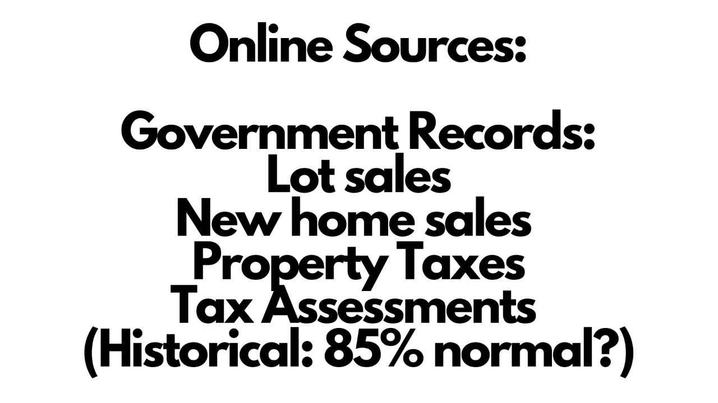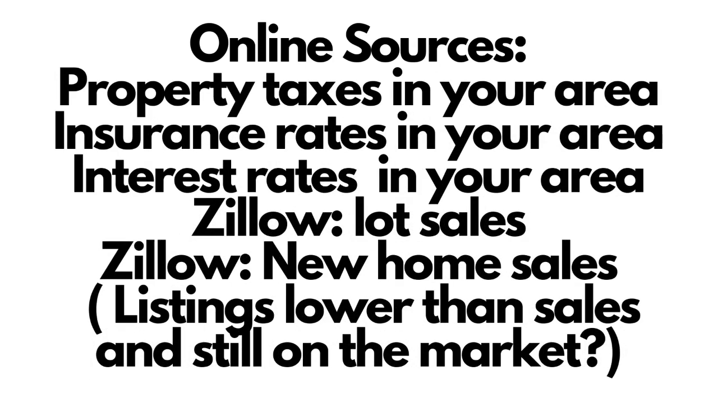Some more online search tools here. Taxes in your area are a good way to tell what's going on. So look at the property taxes. Property insurance rates. You can get estimators for both taxes and insurance that are separate from any governmental agencies. So those resources are there. Interest rates for mortgages in your area are easy to find with online searches.